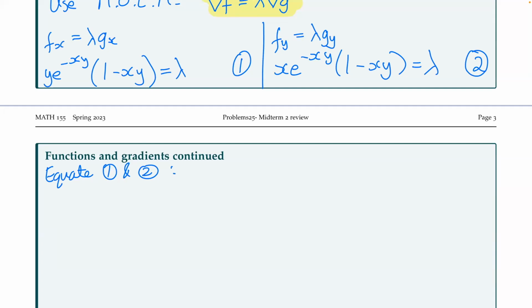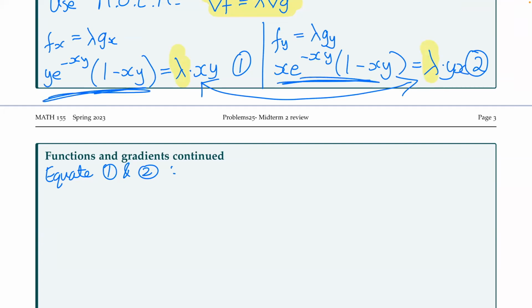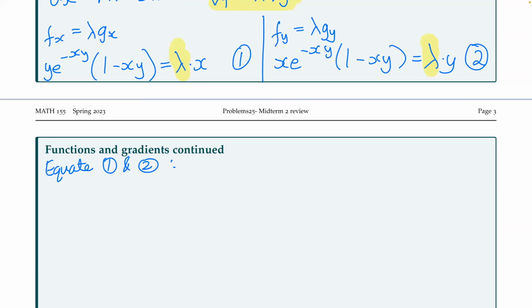The reason I can do this is because we have the same thing on the right-hand side. If, for example, we had something like lambda times x here and a lambda times y, I would need to make these things the same by multiplying the equations by some value. I would multiply this equation on the left-hand side by y and this equation on the right-hand side by x, and I have to do the same to the left-hand sides of these equations, then I would be able to equate them. You can only equate them if the right-hand sides are the same, and if they don't, you just need to modify them accordingly. So equate these equations.